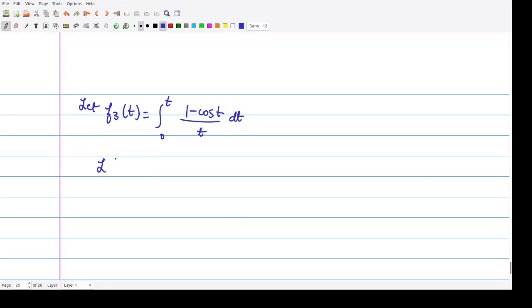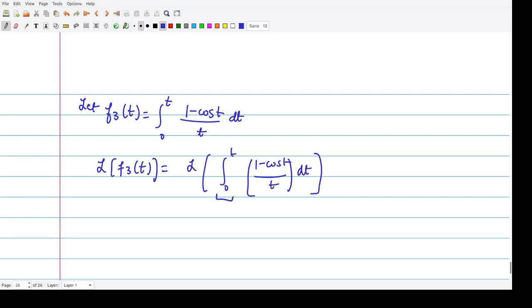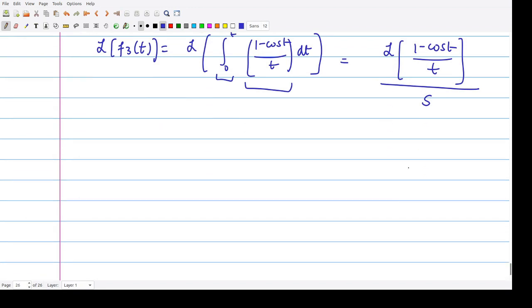So what would be the Laplace transform of this f3t? It would be the Laplace transform of this integral from 0 to t of (1 minus cos t) upon t dt. And what is the Laplace transform of the integration of some function? It would be the Laplace transform of this quantity, (1 minus cos t) divided by t, and then we will divide this whole quantity by s. So this is by virtue of integration.